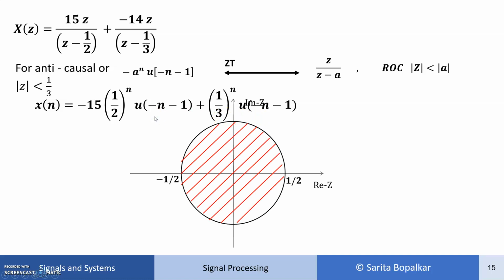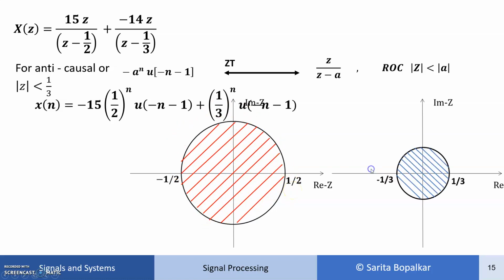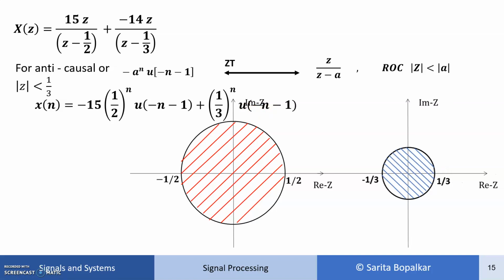Let's see. First case, ROC is mod Z less than 1 by 2, meaning the interior of the circle whose radius is 1 by 2. And in the second case, ROC is mod Z less than 1 by 3, meaning the interior of the circle whose radius is 1 by 3. But our sequence x of n is the combination of this and this sequence. So our ROC should be a combination of both, the intersection portion of both, or the combined region of both ROCs. Let's see.